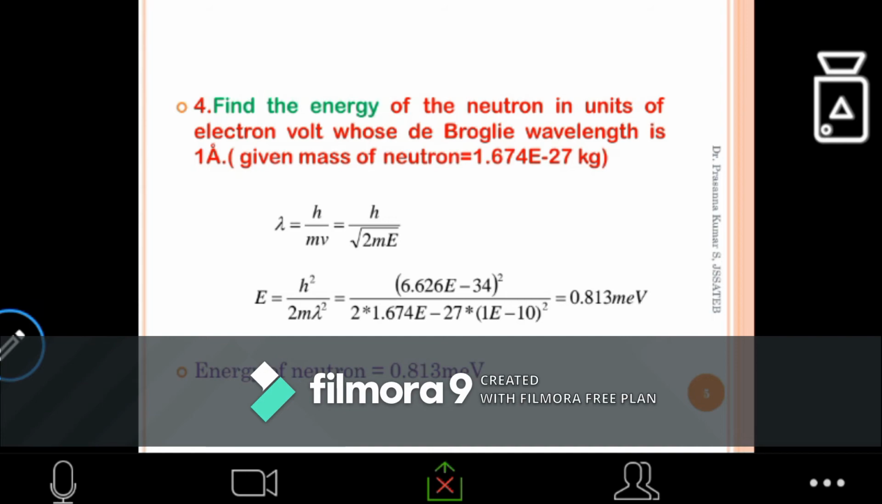As usual, you substitute the square of the Planck's constant divided by twice the mass of the neutron, 2 into 1.674 exponent of minus 27, and the de Broglie wavelength of 1 angstrom, squared. The answer is 0.813 milli electron volt. So the energy of the neutron is equal to 0.813 milli electron volt.